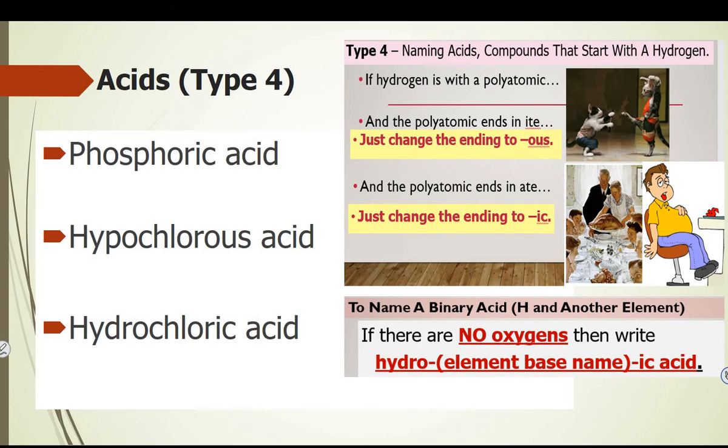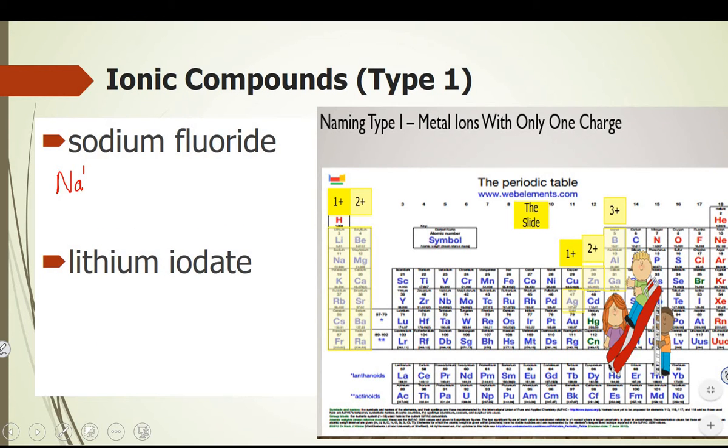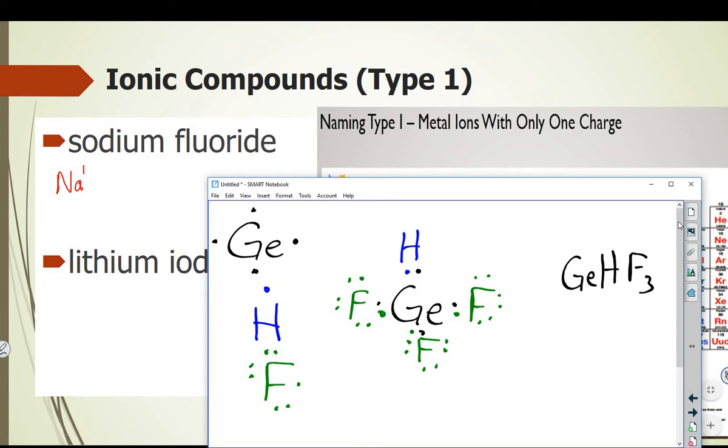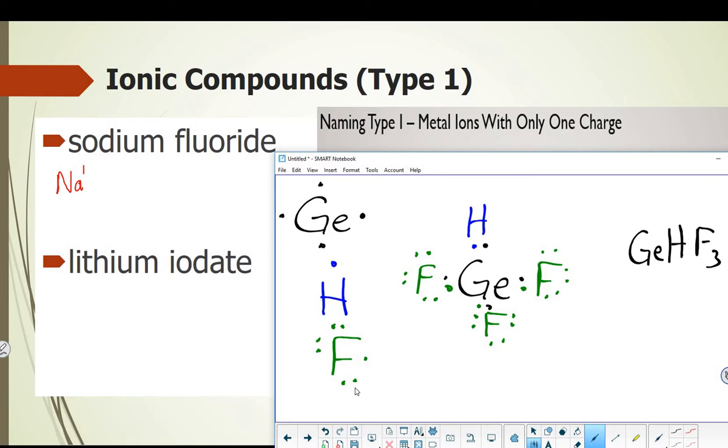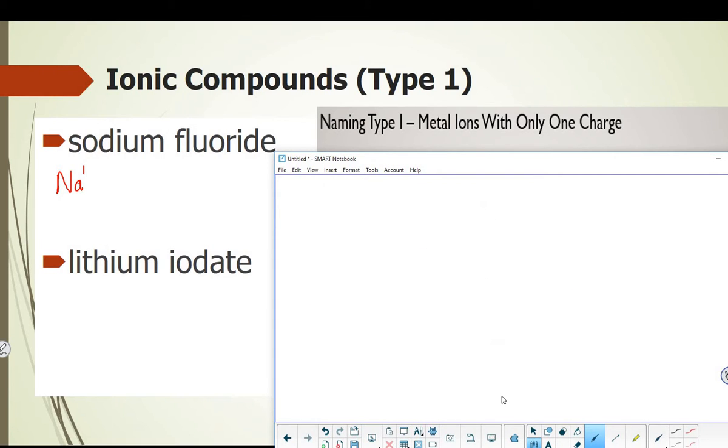Okay, sodium would be a plus 1, and fluorine would be a minus 1. So I would put them together as NaF. I'll just put this off to the side. So Na, which is a plus 1, and F, a minus 1, already adds to 0. I would just put NaF.